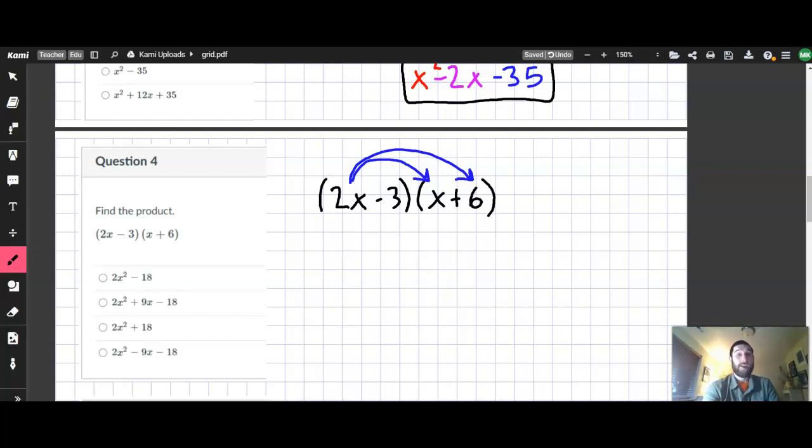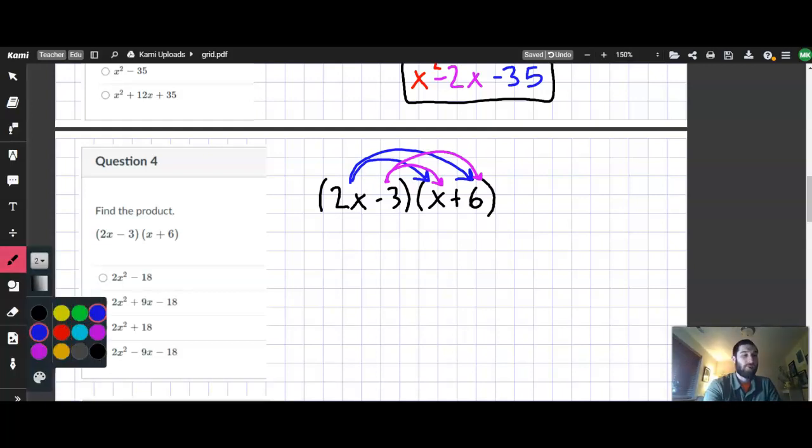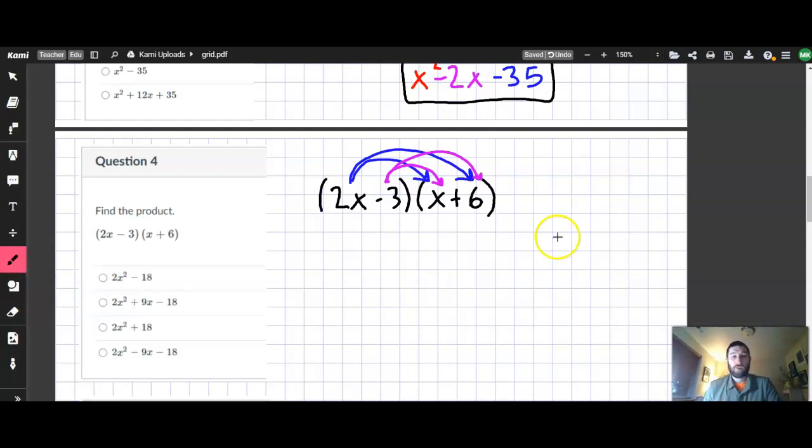So the negative 3 is also being distributed to the x, and to the positive 6. And so we are doing that distribution for both the 2x and the negative 3. So let's do the 2x first. First, 2x times x is just 2x squared, multiplying 2x and x together. Then 2x times 6 is going to be positive 12x.